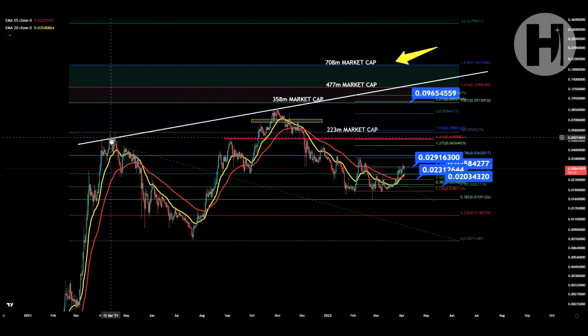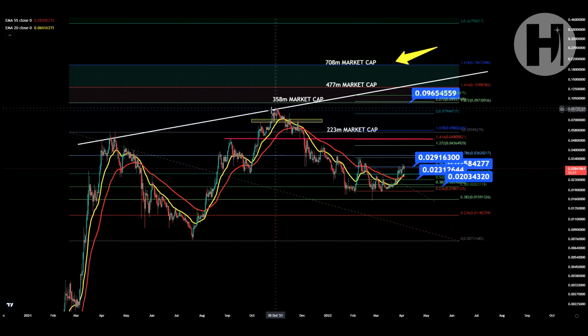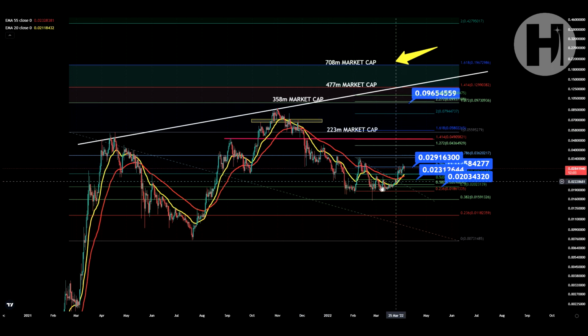So yeah, we do have this high over here. We do have a higher high over here. Right now, we are in a retracement wave, a corrective wave, actually, I want to say, and potentially we are forming some sort of a cup and handle pattern over here. So we'll get to that in a second.